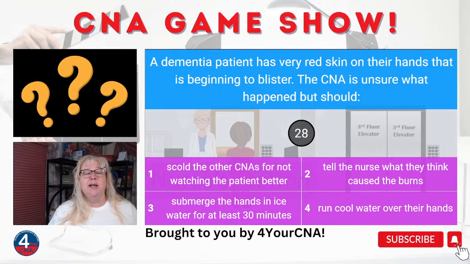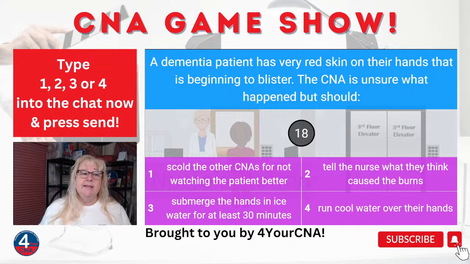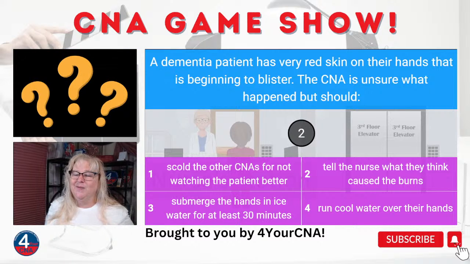So a dementia patient has very red skin on their hands that is beginning to blister. The CNA is unsure what happened, but should scold the other CNAs. 2, tell the nurse what they think caused the burns. 3, submerge the hands in ice water for at least 30 minutes. Or 4, run cool water over their hands. So 5 seconds left. Lock in your final answer.